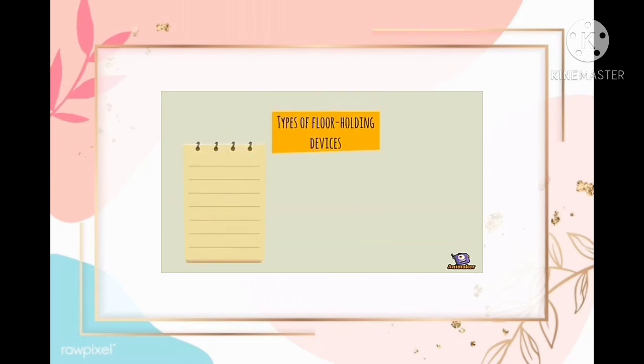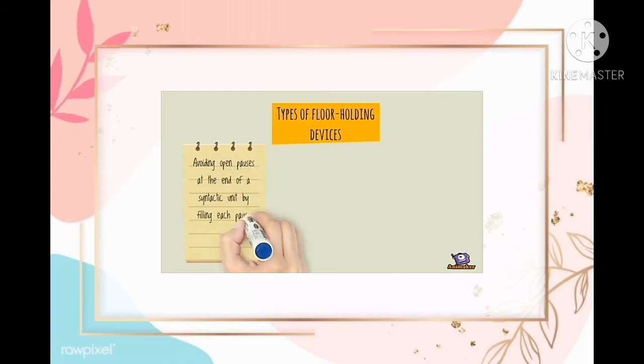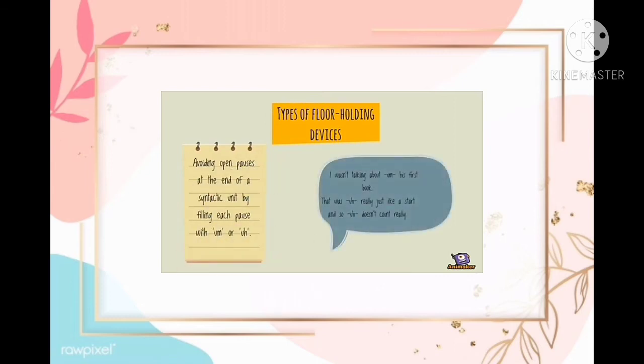Types of floor-holding devices are, for example, avoiding open pauses at the end of a syntactic unit by filling each pause with "or" or "I wasn't talking about his first book. That was really just like a start, and so it doesn't count really."